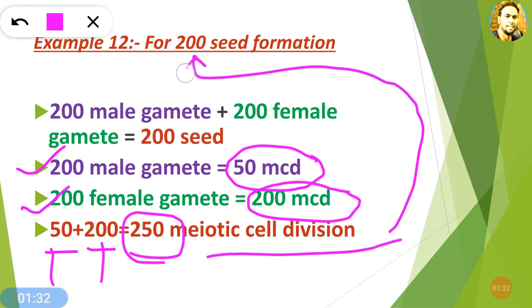produce 200 seeds. In this way, you can solve any problem regarding the seed formation and the embryo formation by putting this formula. By one meiotic cell division, 4 male gametes from the pollen grains are produced, and by one meiotic cell division 1 female gamete is produced. So in this way, male gamete plus female gamete can produce a seed. This is about this lecture.